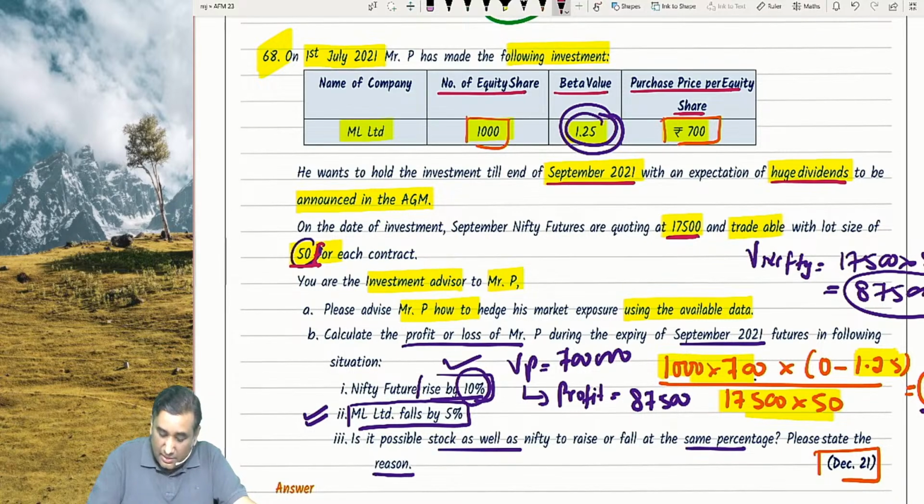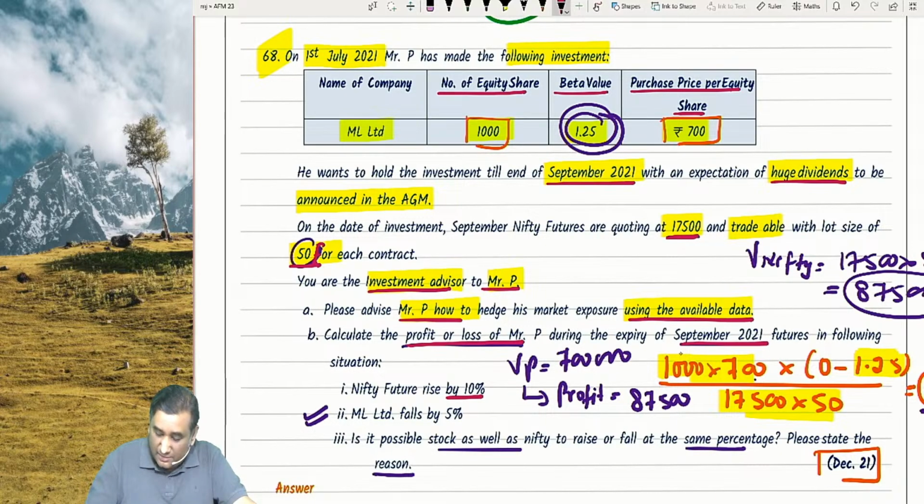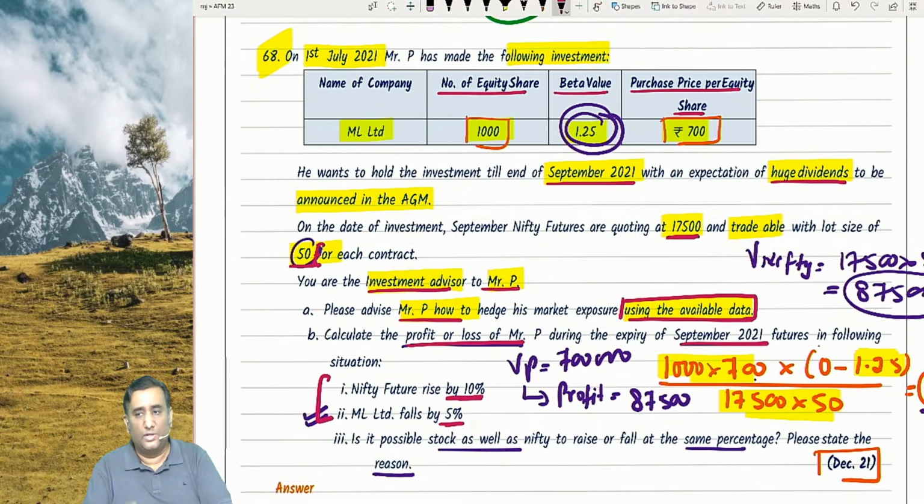For each, as per investment advisor, please advise Mr. how to hedge his market risk. Available part, calculate profit or loss of Mr. if the market rises by 10%, calculate profit or loss with the expiry in the following situations. Means you will hedge first, the number of contracts etc. Then it rises by 10%, falls by, and the third part is what exactly I did with you in the scenario. All change.